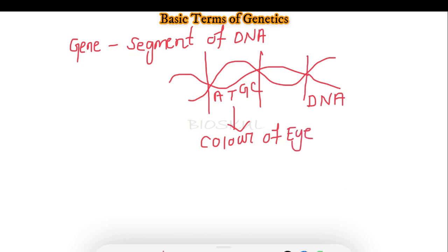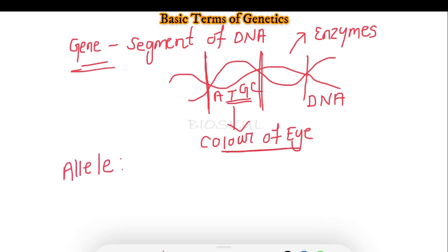Similarly, the other segment codes for different enzymes. So what is a gene? A gene is a segment of DNA that contains a specific nucleotide sequence which codes for a particular type of character, and that is known as a gene. Then the next term is allele. So what is an allele? An allele is nothing but a variant form of a gene.